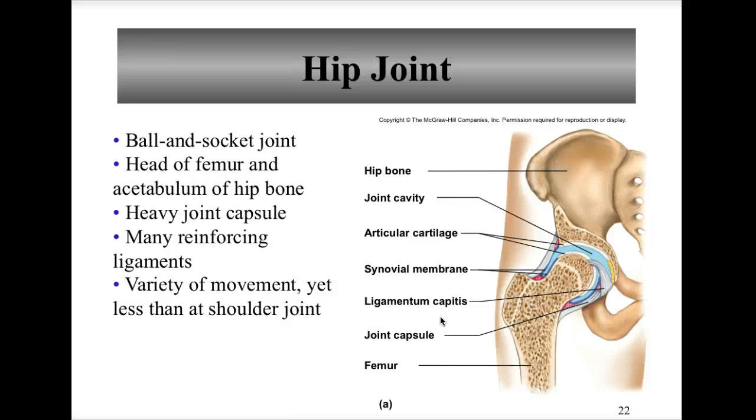In this ball and socket joint, you're going to have the head of the femur and the acetabulum of the hip bone that are going to interact. It's a very heavy joint capsule with many reinforcing ligaments, as you can see in the diagram there. So here's your hip bone. You do have the acetabulum in here, which the head of the femur is going to fit into.